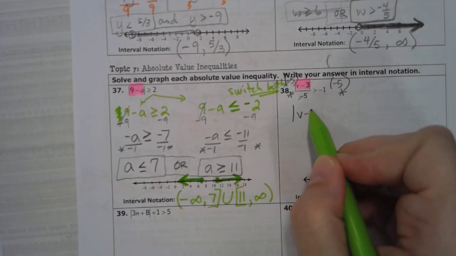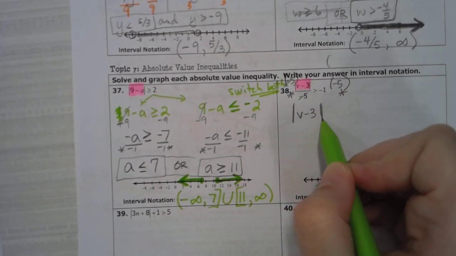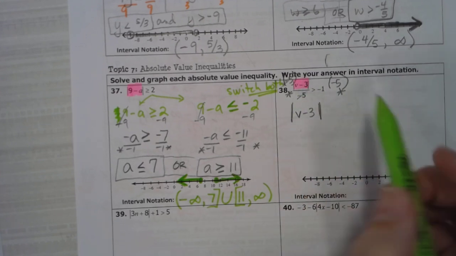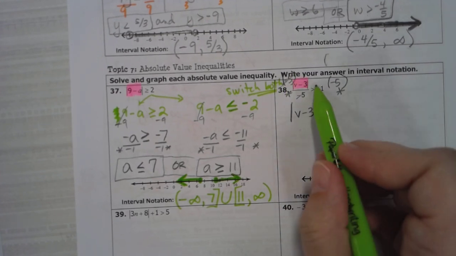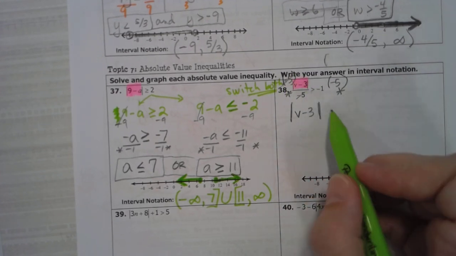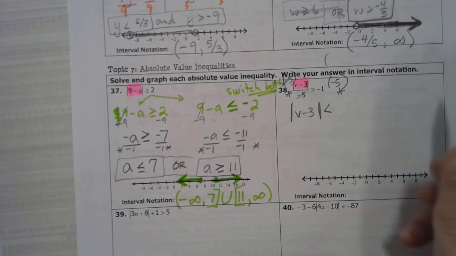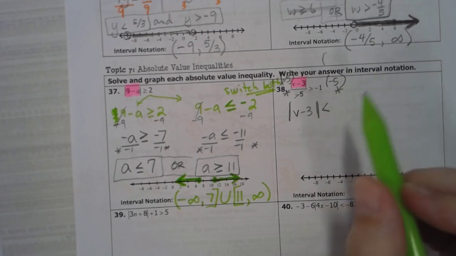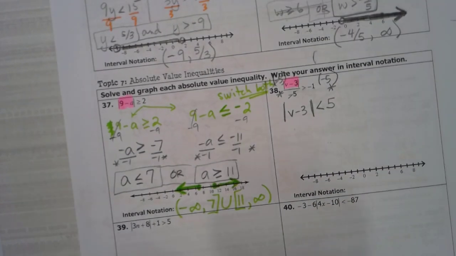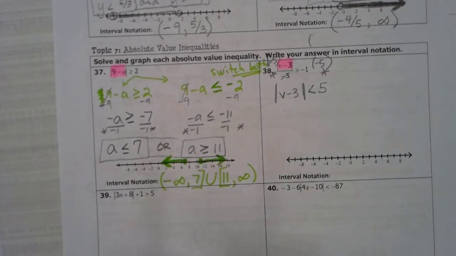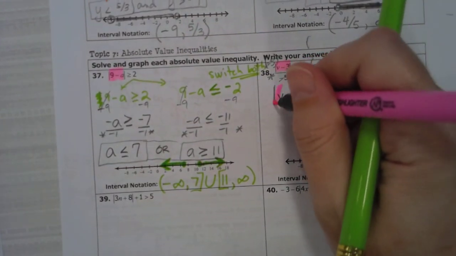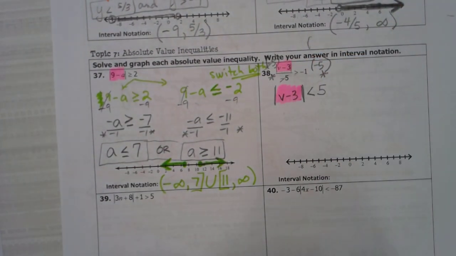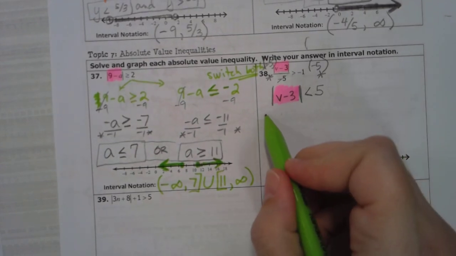So we're just going to have the v minus 3 inside the absolute values. None of that changes. -5's go away. We're going to switch the sign. So instead of greater, it's going to become less. And -1 times -5 makes +5. Okay, now the absolute value is by itself, so we can separate this out and do our two equations.